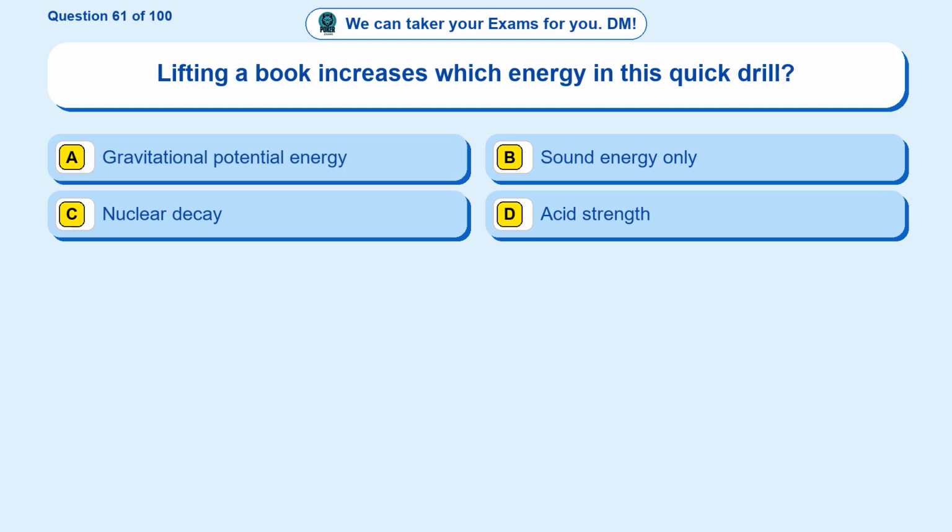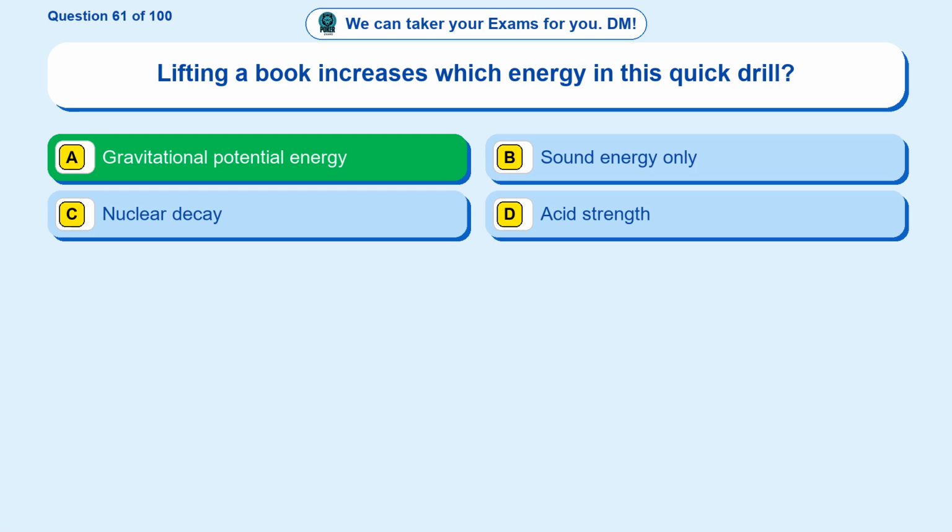Question 61. Lifting a book increases which energy in this quick drill? Option A, gravitational potential energy. Option B, sound energy only. Option C, nuclear decay. Option D, acid strength.